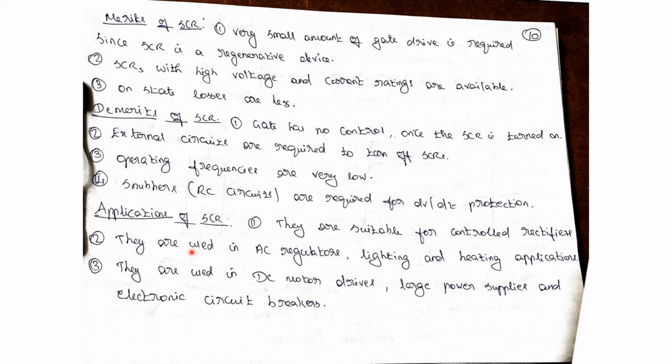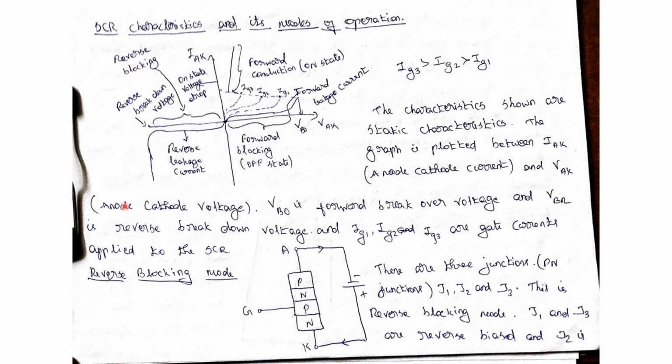Applications of SCR: they are suitable for the controlled rectifier. They are used in AC regulator, lighting and heating applications. They are used in DC motor drives, large power supplies and electronic circuit breakers. Now this is the SCR characteristics and its mode of operation. This is the graph, the figure that we got. The graph is plotted between IAK, anode cathode current, and VAK, anode cathode voltage.